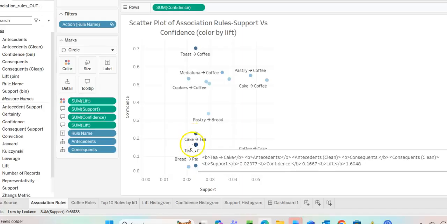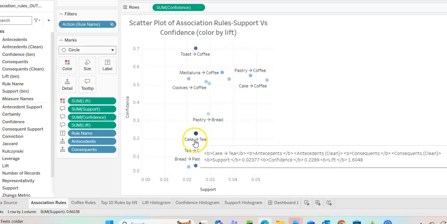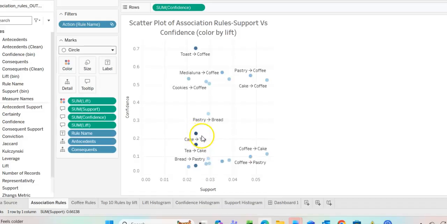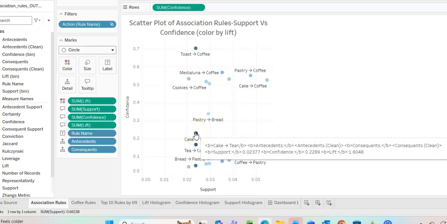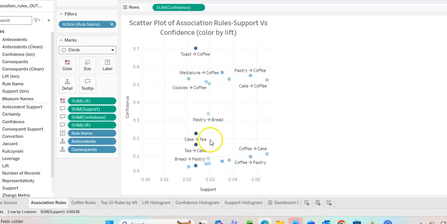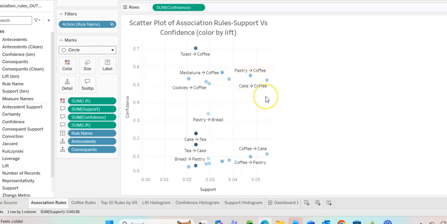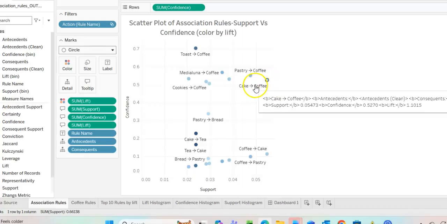Now, we can see that the relationship between cake and tea here is very strong. The correlation there is positive. For example, people who walk into 7-Eleven and buy tea will likely buy cake. And when a customer wants to buy a coffee, some of them will also likely buy cake.